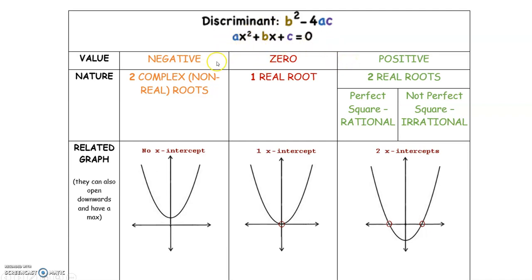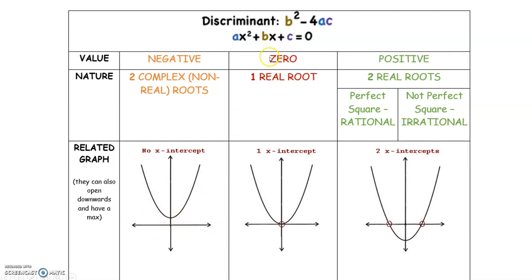If that number is negative, you are going to have two complex, in other words, two imaginary or two non-real roots. And what that means is when you go to graph it, it is never going to touch the x-axis, which should make sense because our number line only encompasses our real numbers. So it's never going to touch that x-axis.